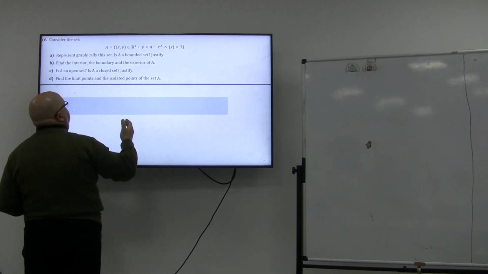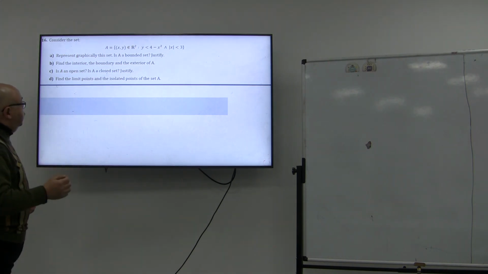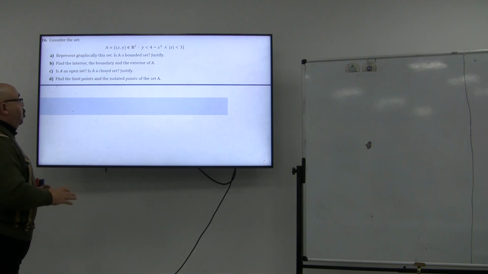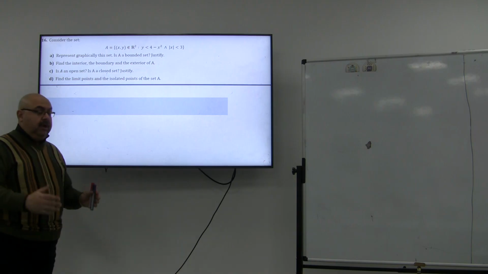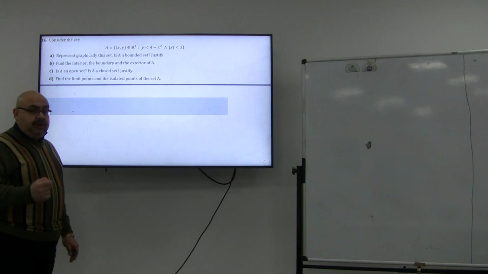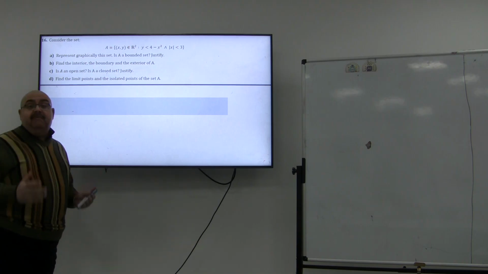This set is called A. Is it bounded? Try to justify. Find the interior, the boundary, and the exterior of A. Try to identify it. All of this will play an important role down the road with us. Is A an open set? Is A a closed set? Justify. And also find the limit points and the isolated points if they exist.